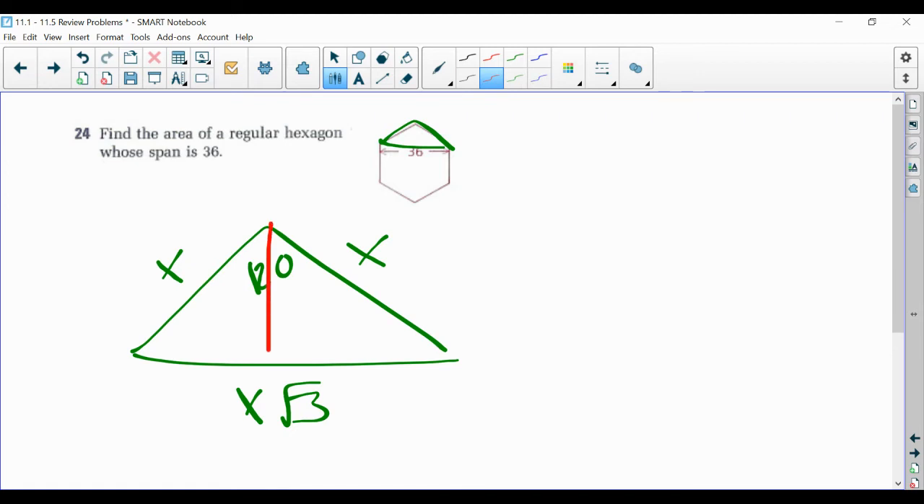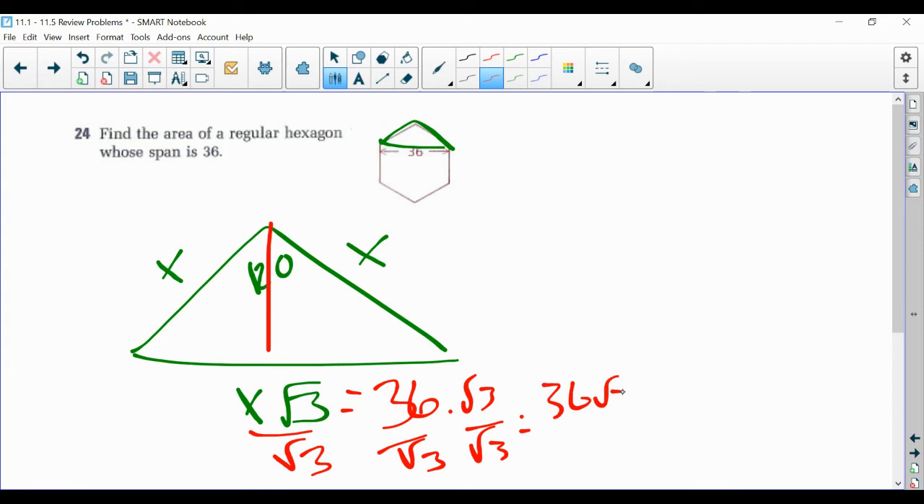Now, if we're told that the span is 36, that's what x rad 3 is. X rad 3 is 36. Okay, so what's x? Well, let's divide both sides by rad 3 to figure that out. If I divide by rad 3 and then multiply by rad 3 over rad 3, then I get 36 rad 3 over 3, which is 12 rad 3. Okay, so 12 rad 3 is the length of my side.